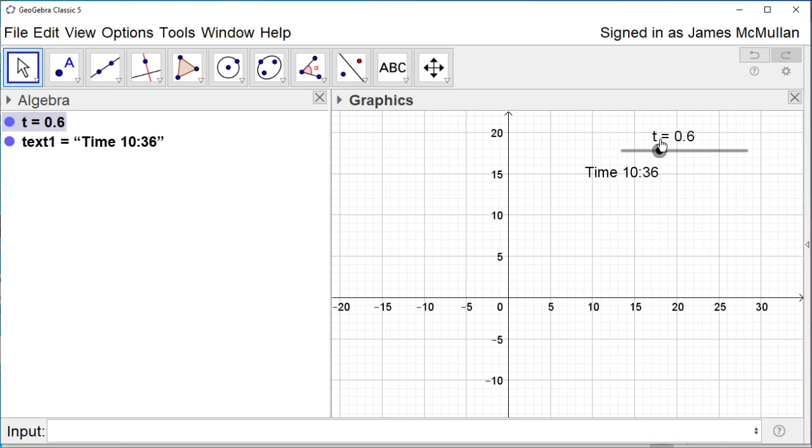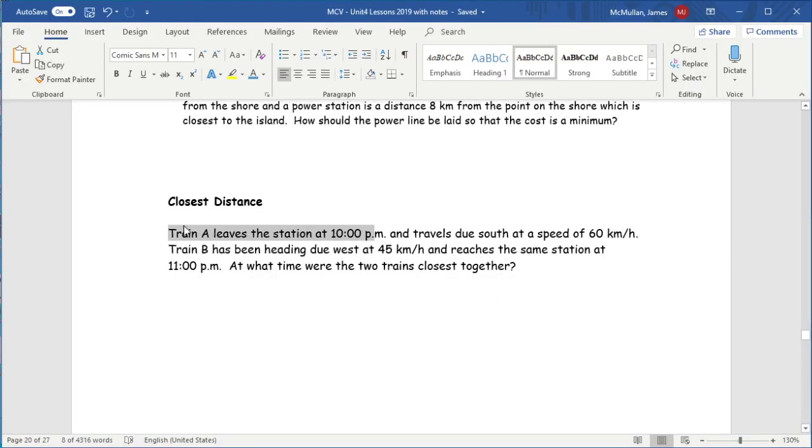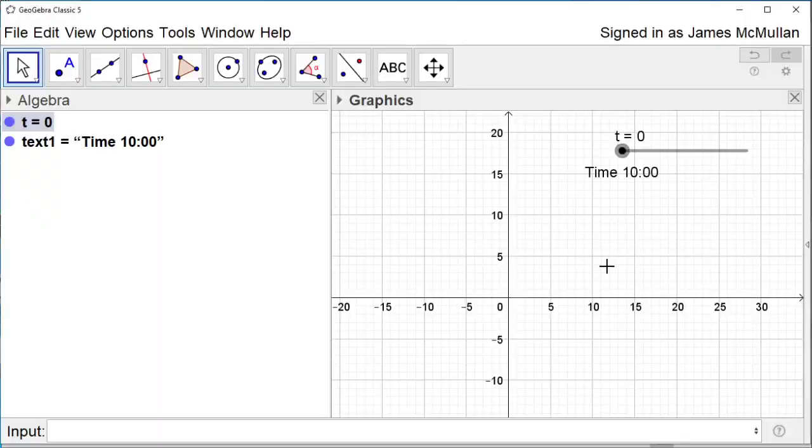time. So 10 o'clock all the way up to 11 o'clock, and then to 12. Okay, so it's 10 o'clock, right? And it says that train A leaves the station and travels due south at 60. So what I'm going to do is make a point called A. It's going to be located at A and negative 60 T.